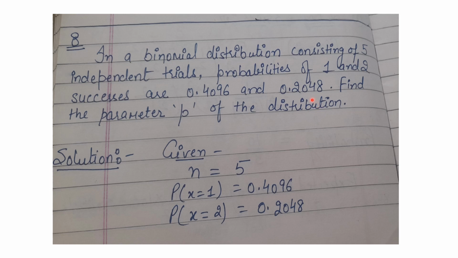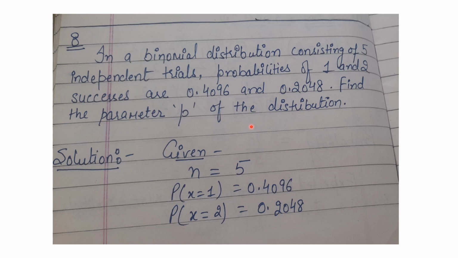In a binomial distribution consisting of 5 independent trials, the probability of 1 success and the probability of 2 successes are as given, 0.4096 and 0.2048 respectively. Find the parameter p of the distribution, and in this distribution we need to find the value of parameter p.